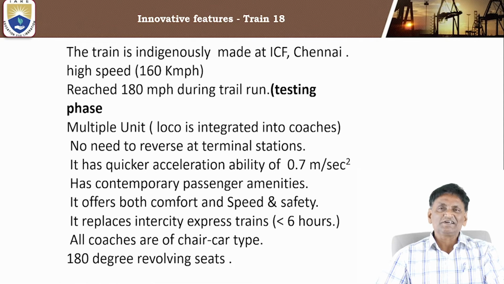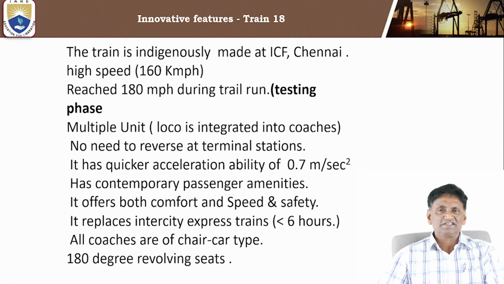Now, did they achieve the target? Yes. During the testing phase, earlier the maximum that could be achieved, including Shatabdi Expresses, was only 130 kilometers per hour. Now these trains run very high during trial runs. It has reached a speed of 150 mph, that is more than 200 kilometers per hour, during the test phase.